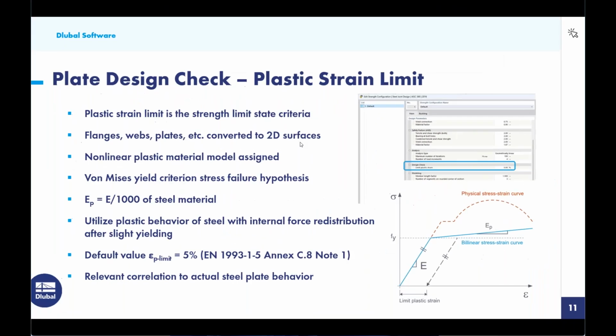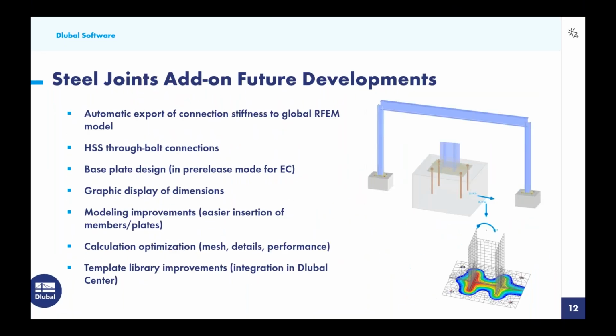All right, so let us go back to the PowerPoint to conclude today. I do want to end on a few future developments that we plan to implement in the near future. So these aren't necessarily longer term developments, but ones that you should see in the very near future. The first, as I mentioned multiple times, is the automatic export of that connection stiffness to the global RFEM model. But we're also working on AISC HSS through bolt connections, as well as AISC base plate design.